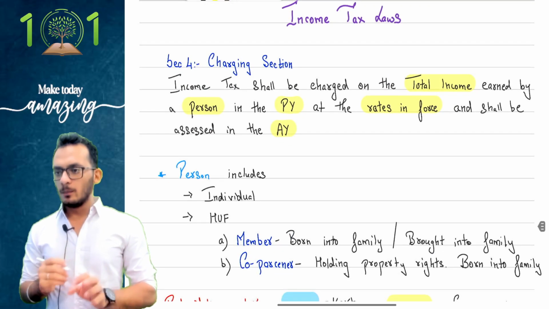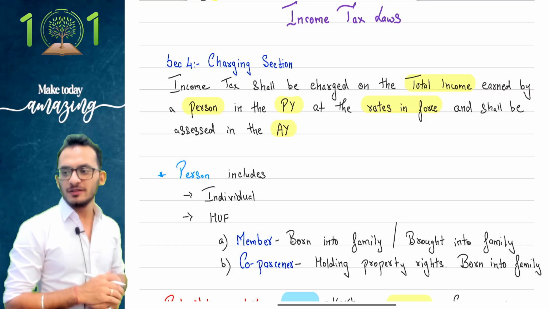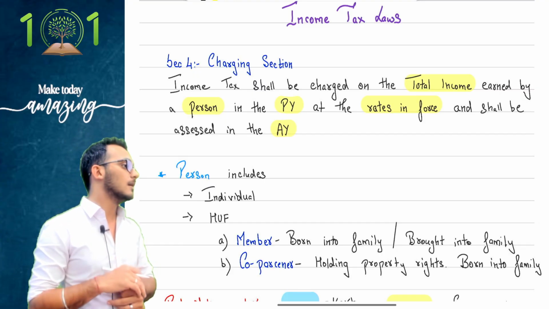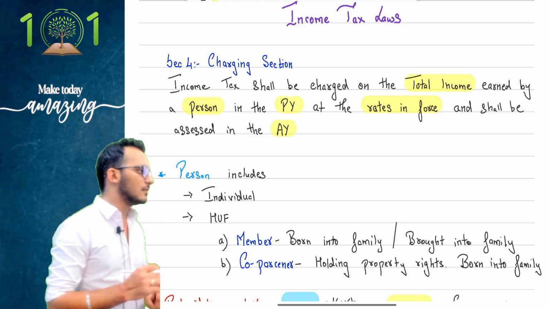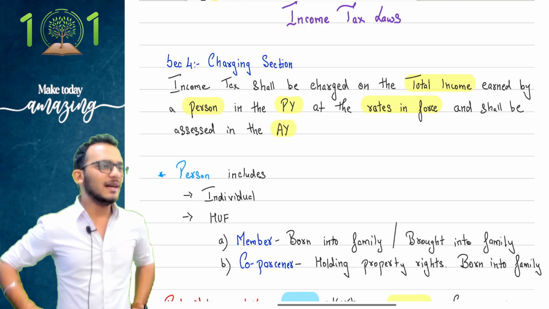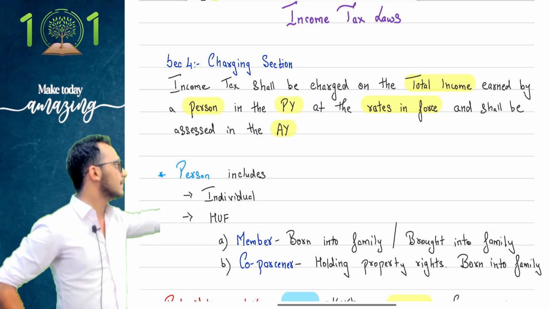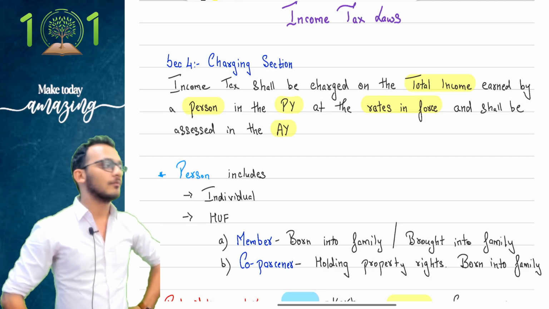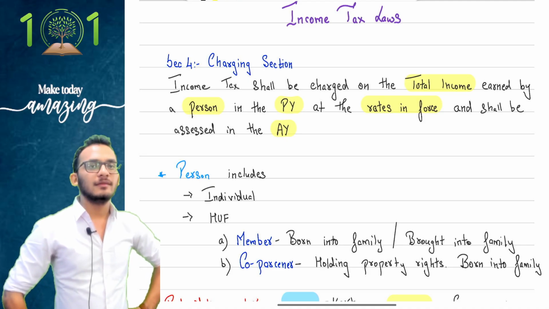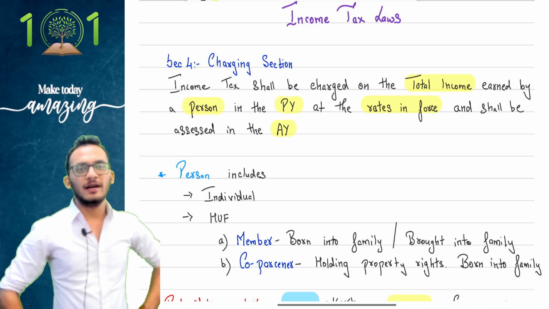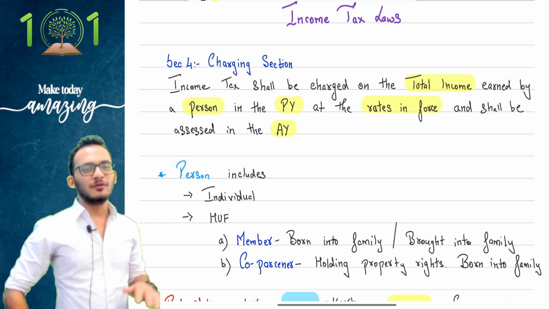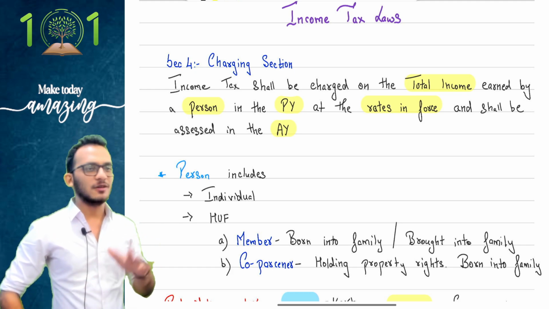So, moving back to the charging section, what have we finished off? We have finished off what is called person. We have discussed what is called person. Very good. Let me clear the balance things off. We have the balance things called total income, PY, AY, and rates in force. That is what we have for discussion. Let me make it simpler for you. Rates in force is the next topic.